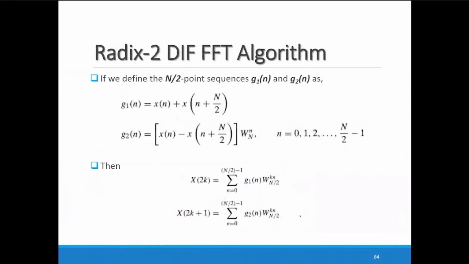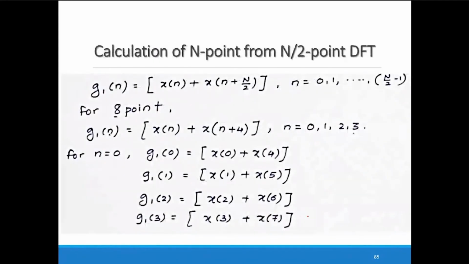Here, whatever new terms we have defined, G1n and G2n. G1n is nothing but xn plus x of n plus capital N by 2, where small n is starting from 0 to N by 2 minus 1. For example, we are taking 8-point DFT. So for 8-point DFT, n is starting from 0 to 3, because we are dividing the sequence into two equal parts: first sequence having 4 points, another sequence having another 4 points. So G1n is equal to x of n plus x of n plus N by 2, here N is equal to 8, so we are getting n plus 4, where n starts from 0 to 3.